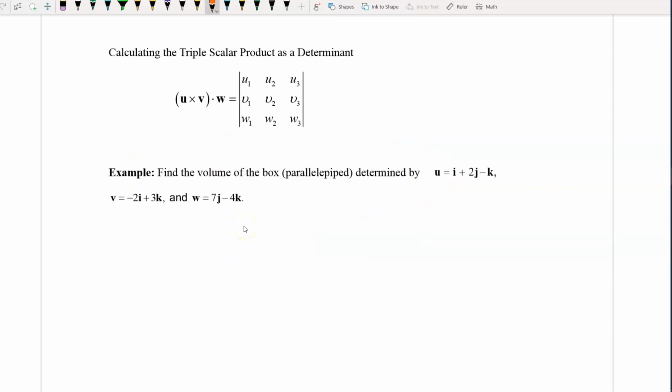Calculate the triple scalar product as a determinant. So here we have U cross V multiply W. On the first row we have U, on the second row we have V, and on the third row we have W. So here is U1, U2, U3. On the second row we have V1, V2, V3, and on the third row we have W1, W2, and W3.